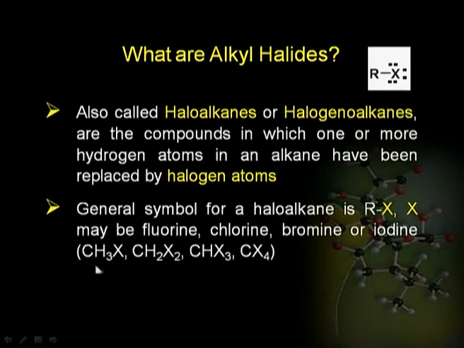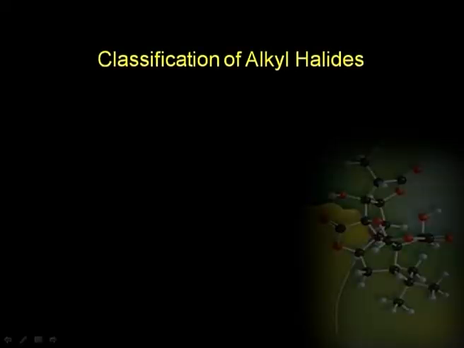Besides that, of course, we have a possibility of the halogen atom replacing either one hydrogen atom, two hydrogen atoms, three hydrogen atoms, or all the 4 hydrogen atoms in case of methane. Therefore, what we get is general CH3X, CH2X2, CHX3 and CX4 type of compounds. And as you can see, the halogen atom is covalently bonded to an sp3 hybridized carbon atom in all the cases. The classification of alkyl halides.